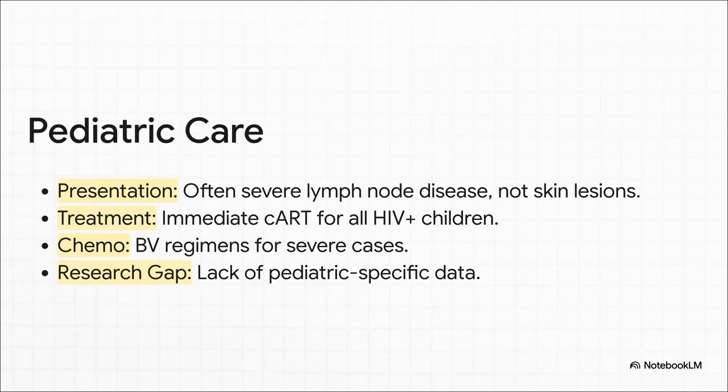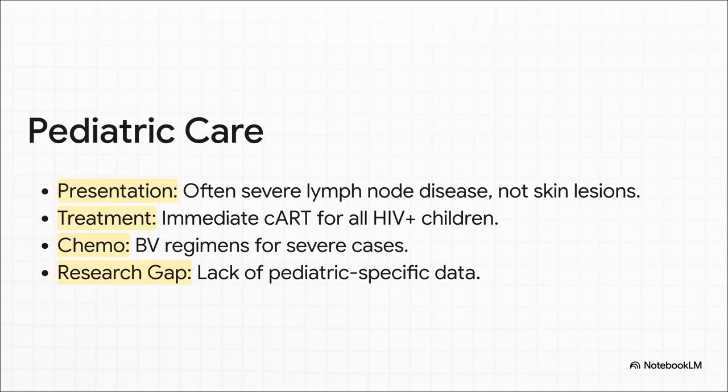Now, treating kids is a whole different ballgame. It's particularly challenging. For one thing, the presentation can be totally different. You might see severe lymphadenopathy, this major swelling of the lymph nodes, without any of the classic skin lesions you'd expect. And here's the really crucial point. There is a huge research gap. We just don't have enough pediatric-specific staging systems or clinical trial data. So a lot of the time, we're forced to adapt treatment regimens from adult protocols, which is, well, it's far from ideal.